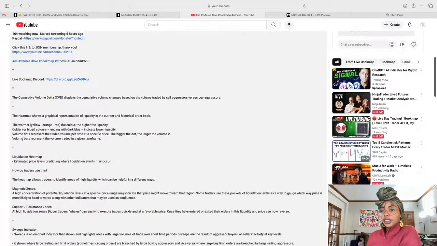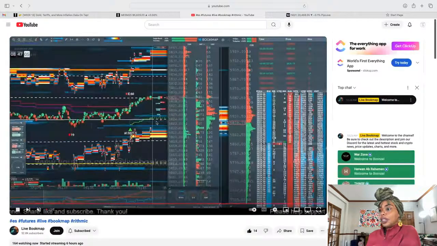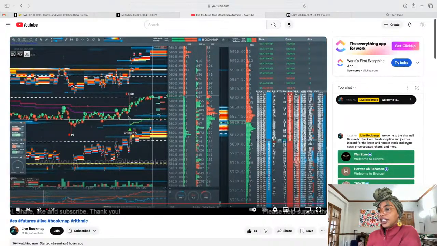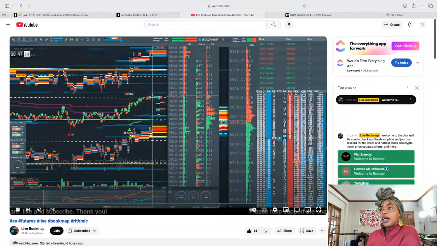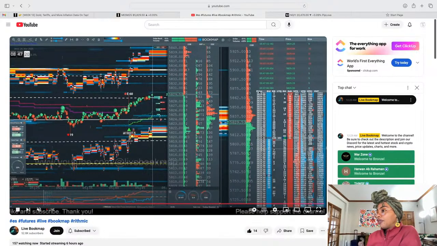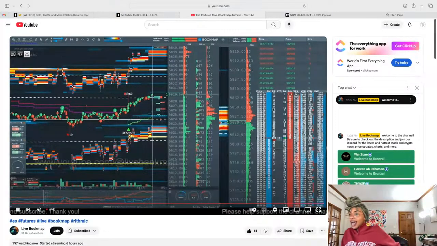And as you can see here, the volume dots represent the traded volume per time at a specific price. The bigger the dot, the larger the volume is. Volume bars represent the volume traded in a given time frame. So you go through everything, you see your volume bars here, you see your volume dots, you see your heat map where you can see where there are a lot of orders up here at this price range. They come over here. You can see what price, how many orders are at the bid, how many orders are at the ask. You can look here to see the volume at certain price points.